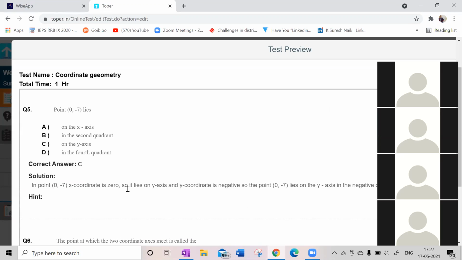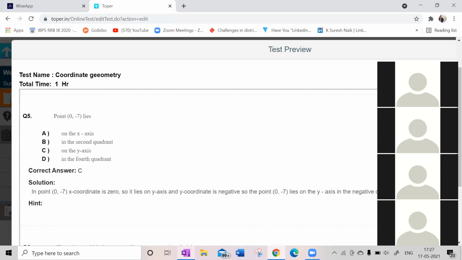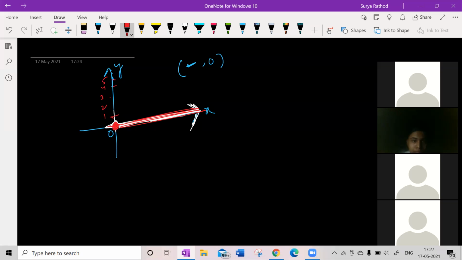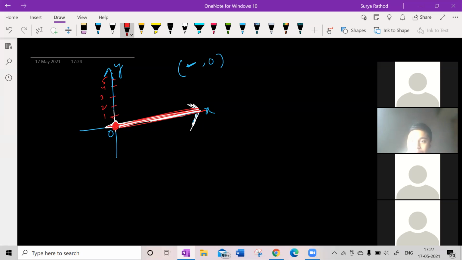Sir, can you explain the fourth question again? Yes, look at this here. In the fourth question, the y coordinate will be 0 on which axis? Of course, the x-axis. How? This is my x-axis. On the x-axis, what is the y coordinate here? 0. Y is 0 for 1, 2, 3, 4, 5, like this, right? On the x-axis, what is the y coordinate? 0. So the y coordinate will be 0 on the x-axis.